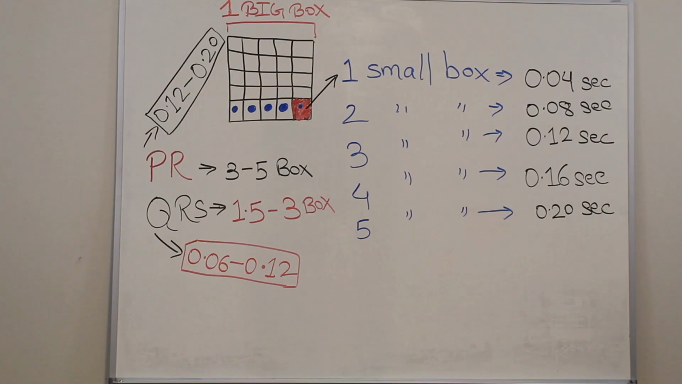Similarly, for QRS complex, the measurement would be 1.5 box to 3 small box. So in NCLEX, sometimes they might give us the duration of PR interval or the duration of QRS complex, and based on that duration, we might have to identify which rhythm it is. So always remember the duration of PR interval and the duration of QRS complex.